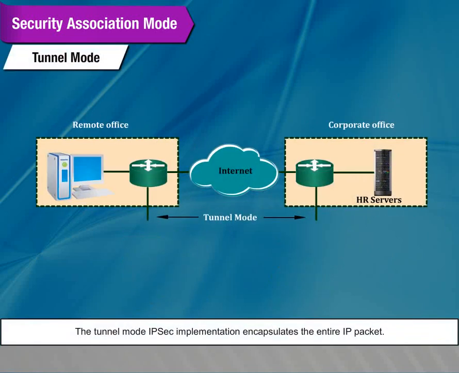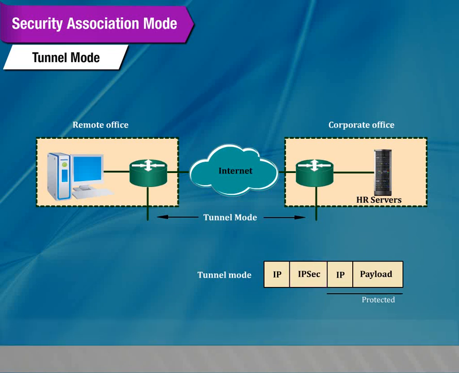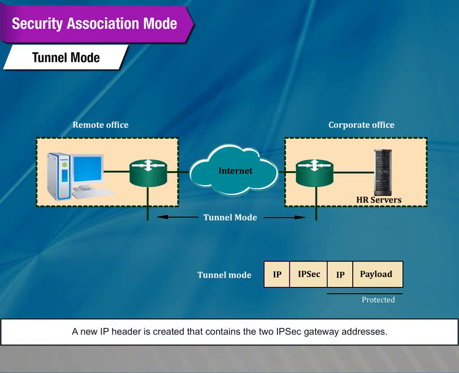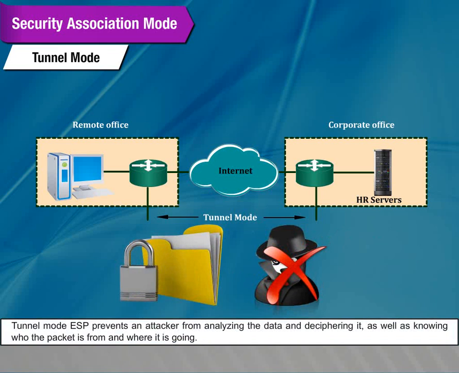Tunnel mode. The tunnel mode IPsec implementation encapsulates the entire IP packet. The entire packet becomes the payload of the packet that is processed with IPsec. A new IP header is created that contains the two IPsec gateway addresses. Tunnel mode ESP prevents an attacker from analyzing the data and deciphering it, as well as knowing who the packet is from and where it is going.